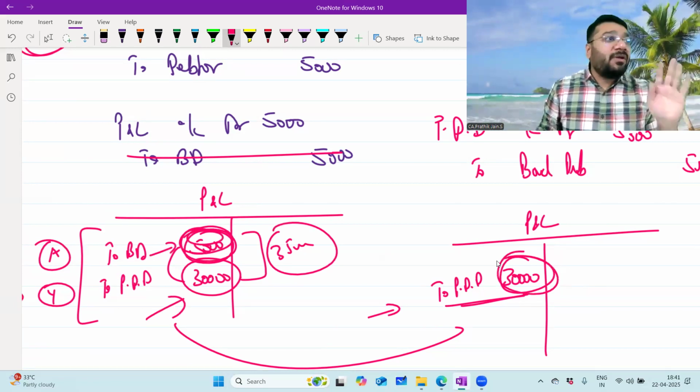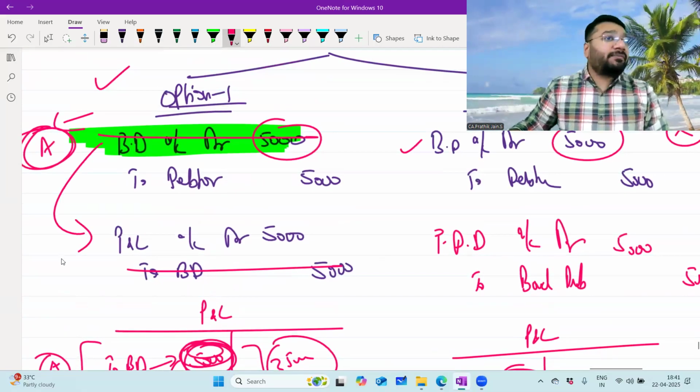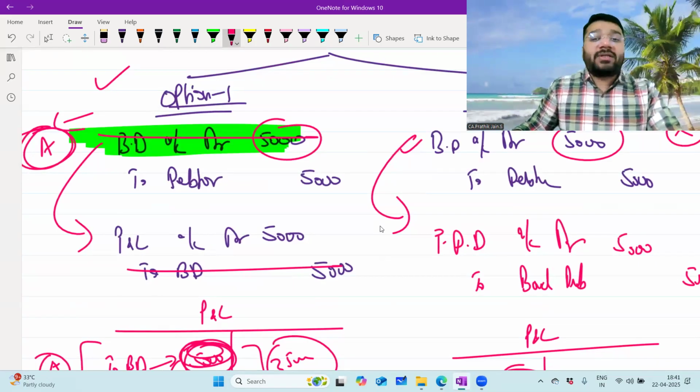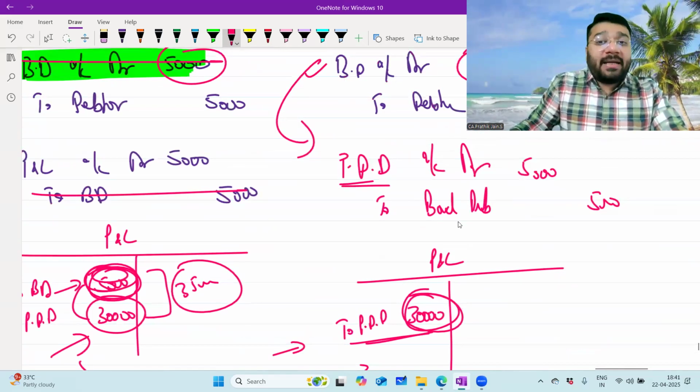Now, okay. So now we have two options. One, this bad debt will be taken to the current year's P&L, or this bad debt will be knocked off against PDD. These are the only two options. What is the doubt here? Why, Balaji? Why the doubt? Second part, bad debt to, sorry, PDD to bad debt.